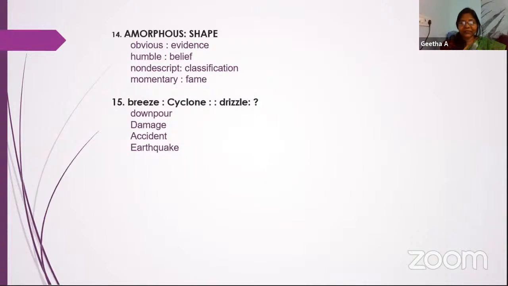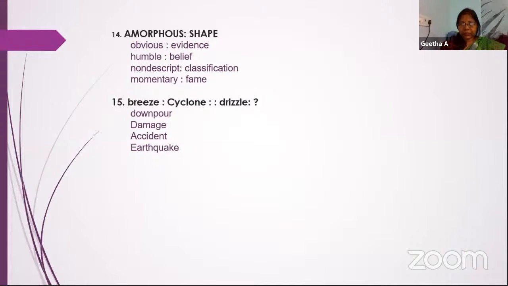So let us first finish the 14th one and then go to the 15th one, Prem Sai. Yes, amorphous and shape. We have obvious evidence, humble belief, nondescript classification, momentary fame. So some of you have said it is momentary and fame, and some of you have said it is nondescript and classification.